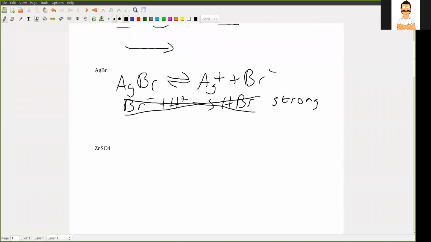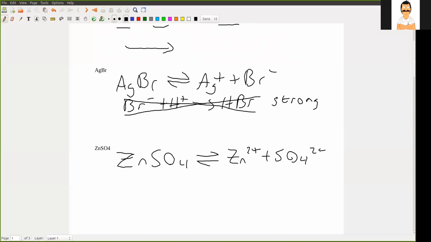Finally, zinc sulfate is more akin to the first one. So you have ZnSO4, and it's in equilibrium with Zn2+ and SO4 2-. SO4 2- plus H+ would give us HSO4-, which is a weak acid.